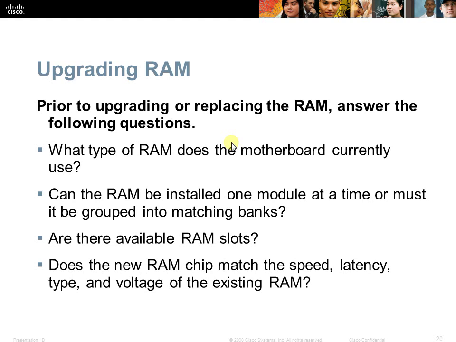Also, does the new RAM chip match the speed, latency, type, and voltage of the existing RAM? So things to take into consideration if you're doing an upgrade. A great way to figure this out is to find out what kind of RAM is in your computer, what was specified when the computer was manufactured, verify that that's actually what is in the computer, and then do a Google search to see what you can put into it to upgrade the computer.